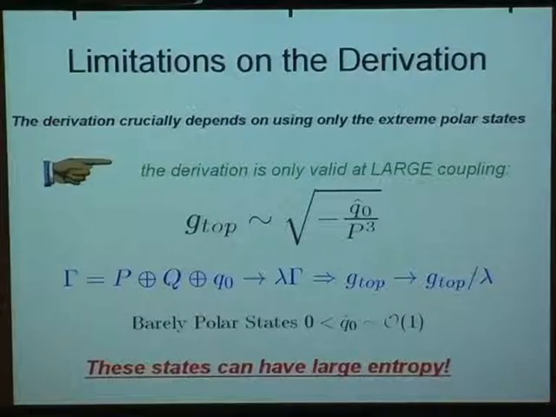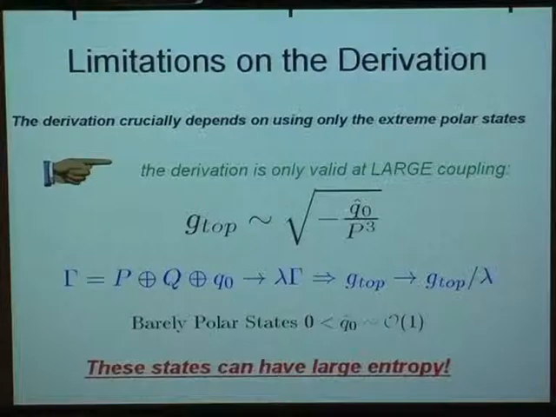Now, the important thing is that there are some limitations on the derivation here. The derivation depends crucially on using only those extreme polar states. And that translates into its validity only at strong topological string coupling, which in terms of the charges is given by this formula here. So it only applies when the D0 brane charge is much, much larger than p cubed. Well, that's fine. That's the region in which Maldacena, Strominger, and Witten were working.